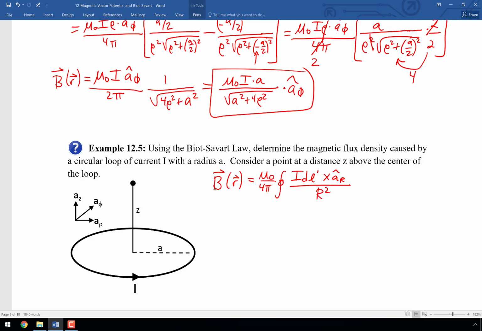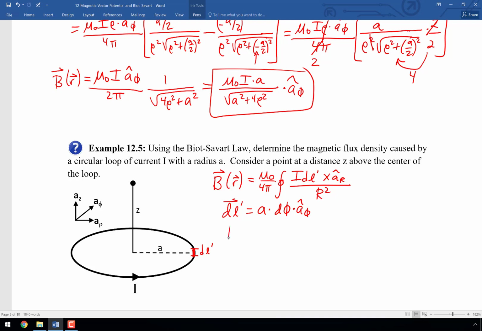Now let's again do some simplifications. I know that dl prime in this case is going to need to be moving along the distance of the loop right here. So dl prime is going to be a times d phi prime, and that's now going to be in the a sub phi direction. So this is a times d phi times a sub phi hat. So that's going to be the dl.